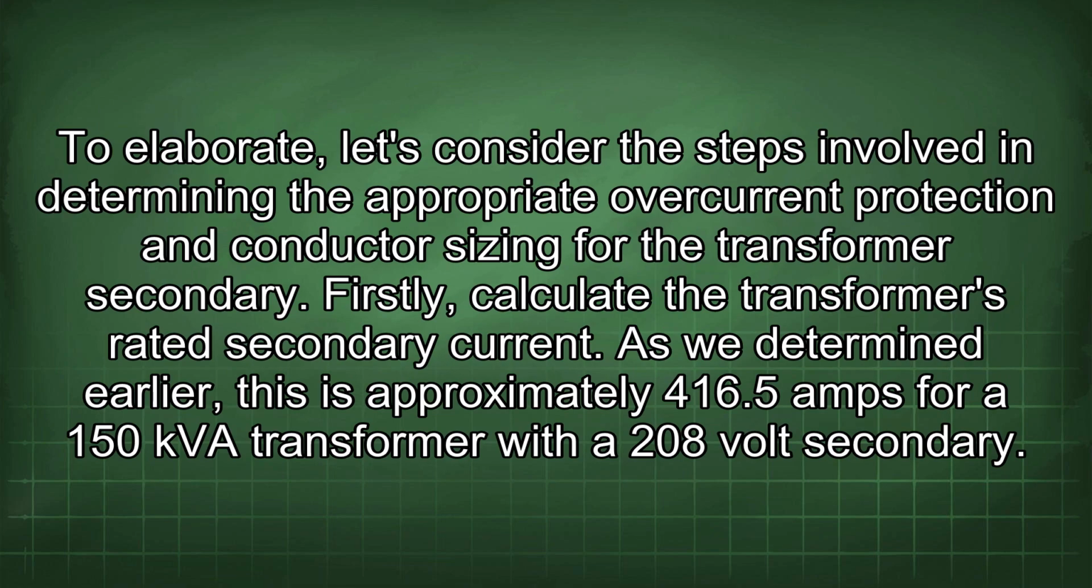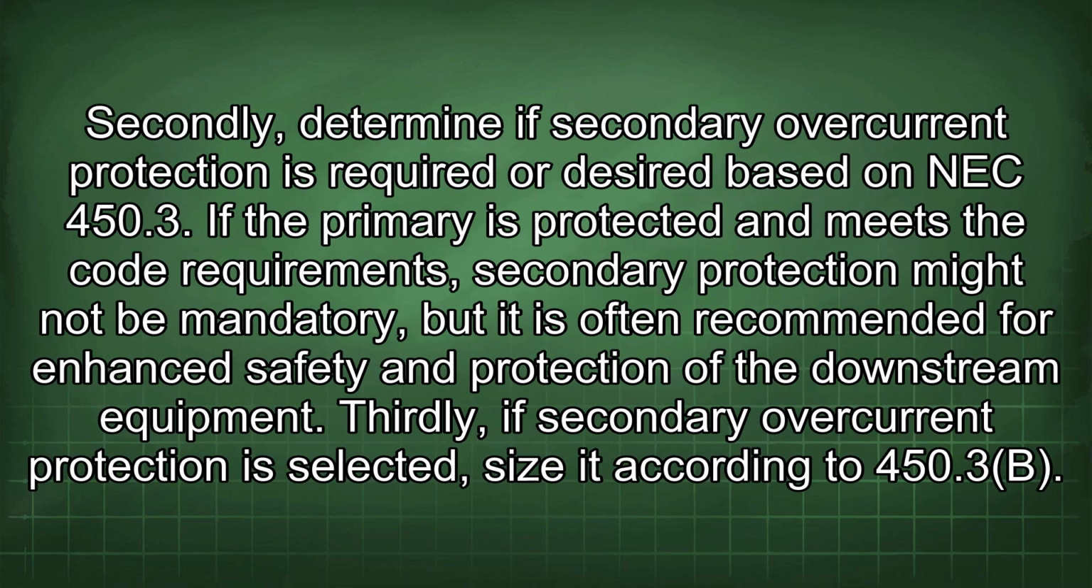To elaborate, let's consider the steps involved in determining the appropriate overcurrent protection and conductor sizing for the transformer secondary. Firstly, calculate the transformer's rated secondary current. As we determined earlier, this is approximately 416.5 amps for a 150 kVA transformer with a 208 volt secondary. Secondly, determine if secondary overcurrent protection is required or desired based on NEC 450.3. If the primary is protected and meets the code requirements, secondary protection might not be mandatory, but it is often recommended for enhanced safety and protection of the downstream equipment.